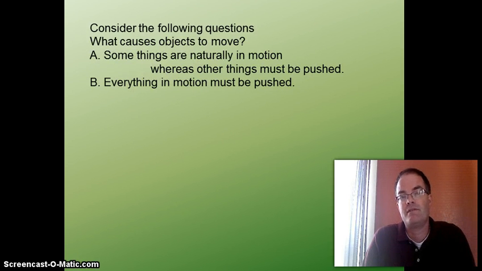And finally, what causes objects to move? A. Some things are naturally in motion, whereas other things must be pushed. B. Everything in motion must be pushed. What do you think? Consider your answers to these questions.